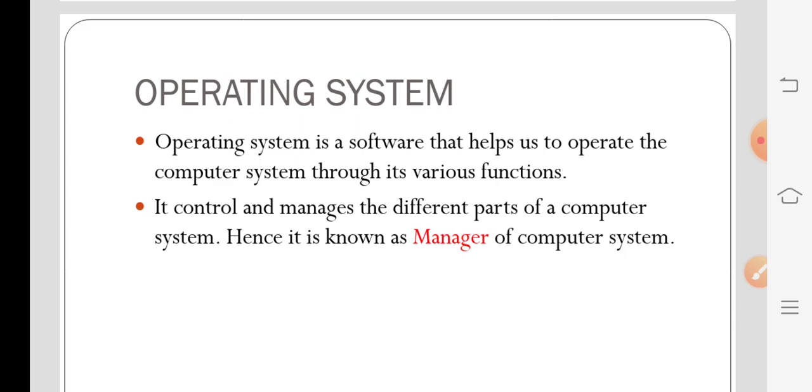ठीक है, तो operating system क्या होता है? Operating system is also a kind of software that manages all the functionality of the computer system. क्योंकि वो सारी चीज़ों को manage करता है, that's why it is called the manager of the computer system.